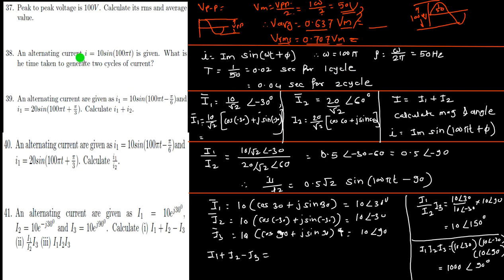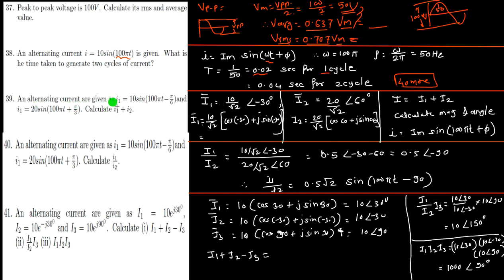Next, the alternating current i = 10 sin(100πt) is given. What is the time taken to generate 2 cycles? The standard form is Im sin(ωt + φ). Comparing this, you will get φ = 0 and ωt = 100πt, so ω = 100π. So f = ω/2π, that will give you 50 hertz. So the time period is 1/50 = 0.02 seconds for 1 cycle, and for 2 cycles it should be multiplied by 2. It will complete 2 cycles in 0.04 seconds, that is 40 milliseconds.